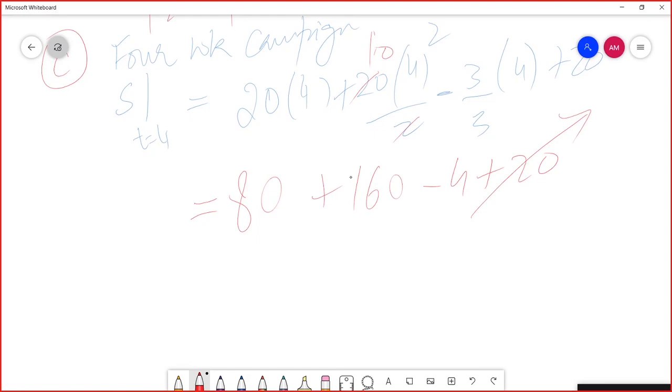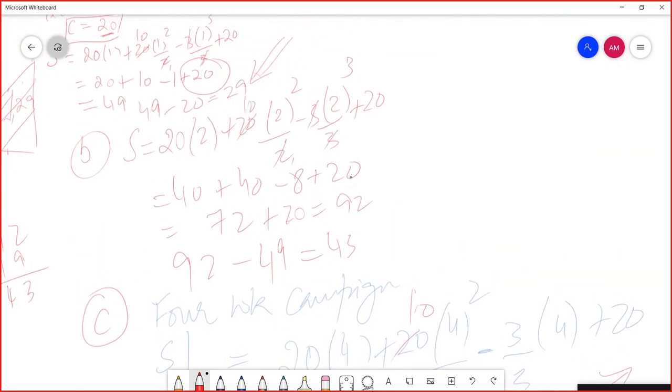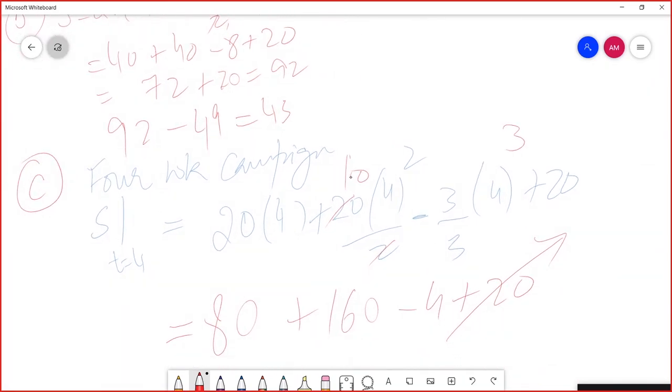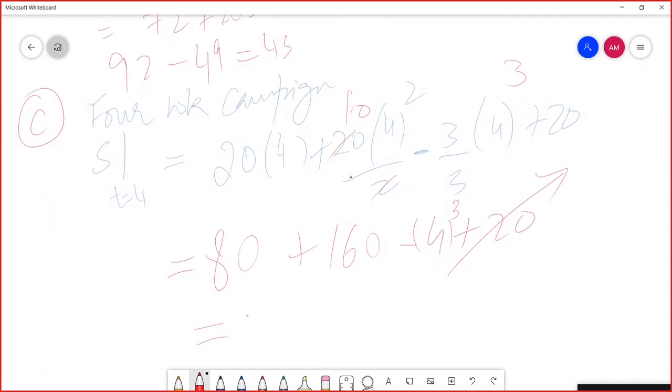So what is 80 plus 160? Isn't the 3 over 3 also has a power? Yes, it is a power of 3. So this becomes 4 raised to the power of 3. So 80 plus 160 is 240, minus 4 raised to the power of 3, which is 64. What is 240 minus 64? It is 176.